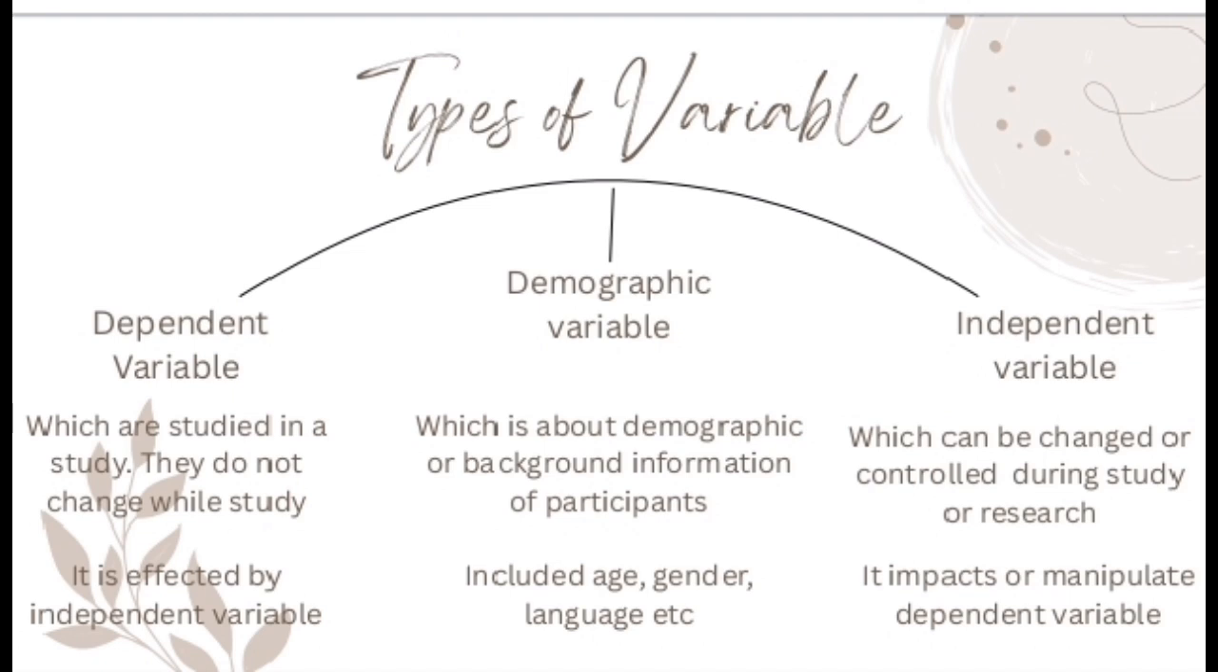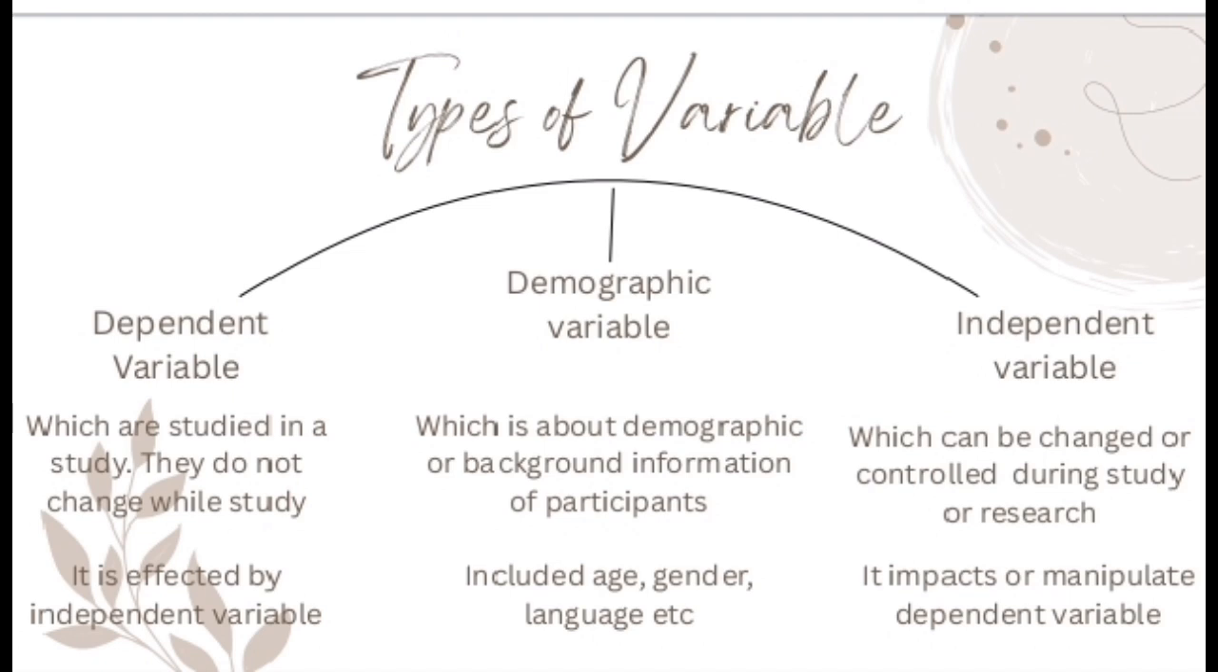Firstly, we have the dependent variable. Dependent variables are the variables which are studied, which are impacted by the independent variable. Basically, in our research, a dependent variable means a variable which cannot be changed. They do not change while studying; during the study they cannot be changed, but they can be impacted. It is affected by the independent variable.